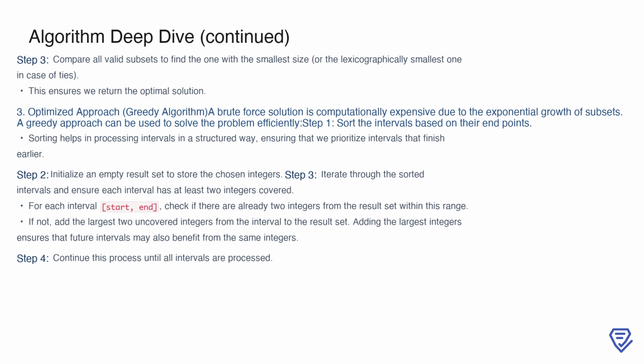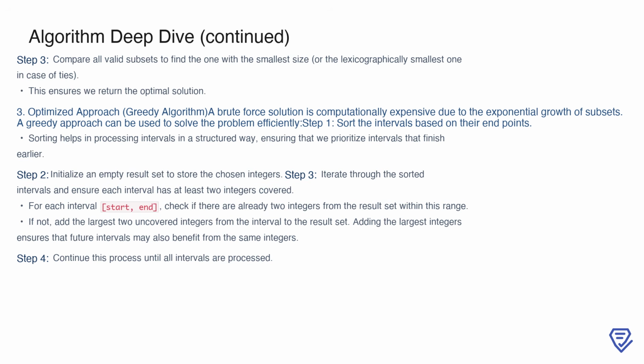After identifying all valid subsets, the final step in the brute force approach is to compare them and find the one with the smallest size. If there are ties, we can choose the lexicographically smallest subset to ensure consistency. However, given the inefficiency of generating and evaluating all subsets, we need a more practical solution. This is where the greedy algorithm comes into play.